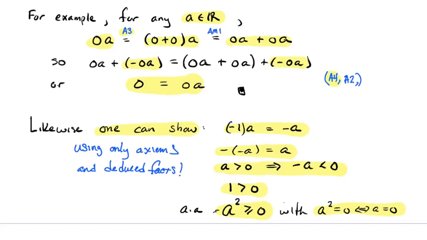Right? Because once you deduce something from the axioms, then that's in play. You can use it to derive further results. You don't always have to reinvent the wheel.